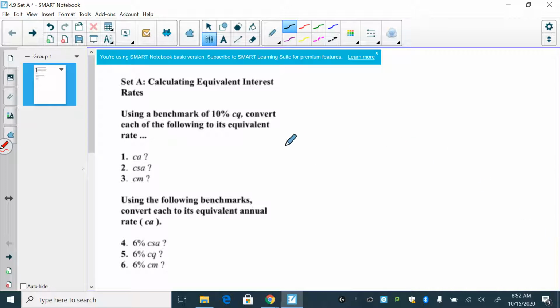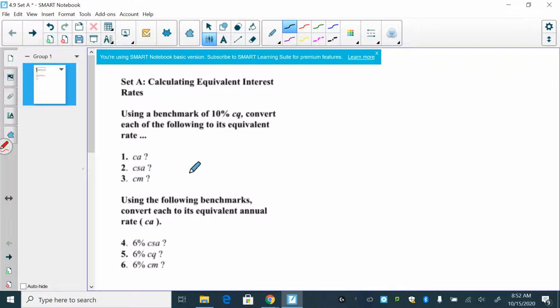So if you look at this question, it says 10% compounded quarterly. And we want to know what that would be if it was compounded annually or semi-annually or monthly. So it's actually just changing what it would be, the rate for that compounding period, the new one given. Whereas the 4.8 is your real rate that you'd be paying. That's not what this is. Okay, so this is equivalent.